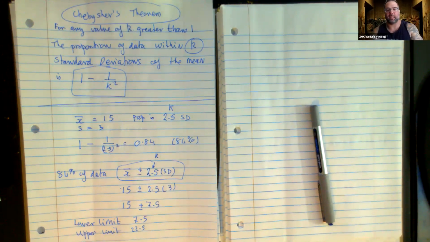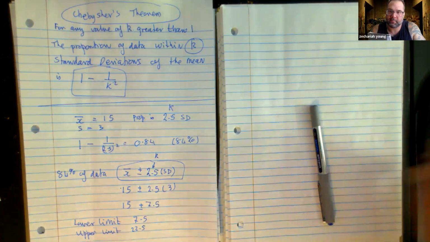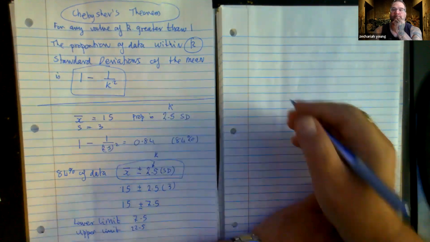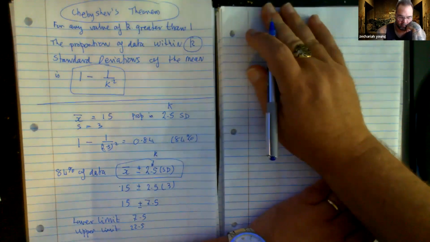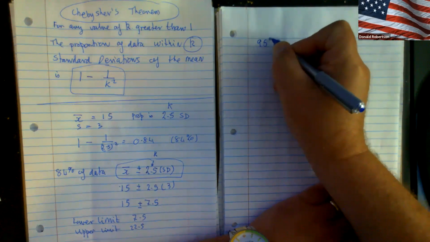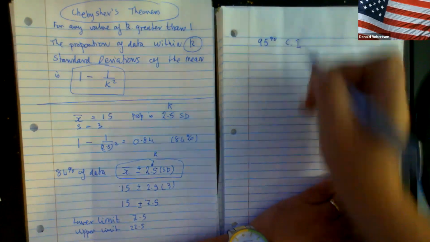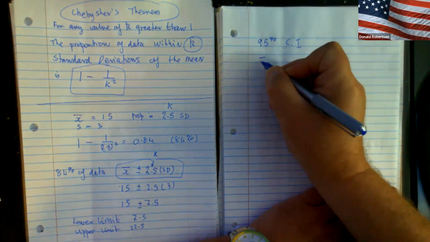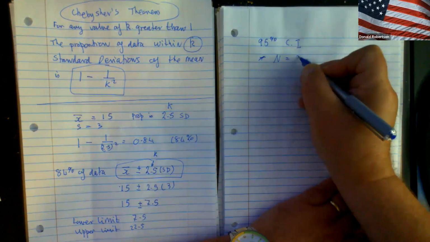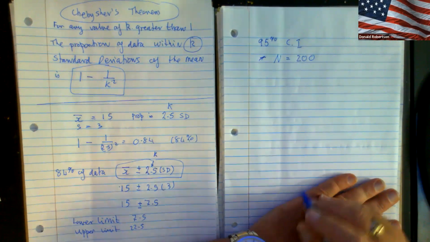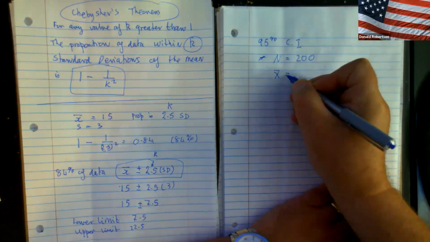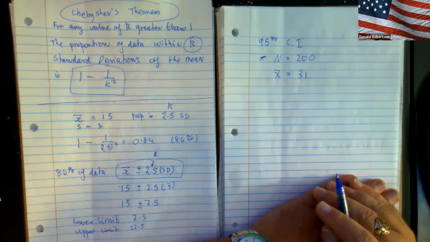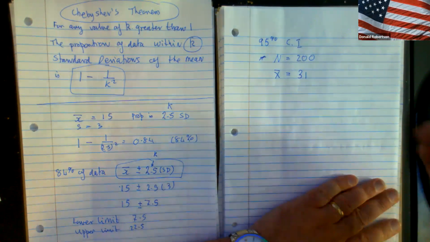We take a look at confidence intervals again. Sure. So let's suppose that we want to make a 95% confidence interval, and let's do my story. I collected 200 people, and I found out that their average age was 31. And I'd like to know a 95% confidence interval for what the population is.